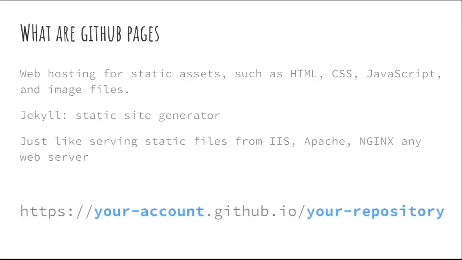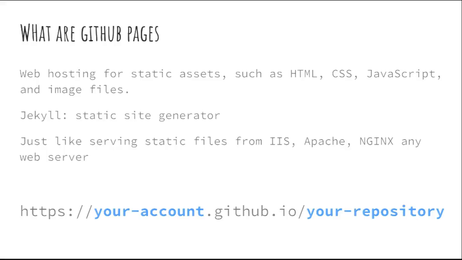So you may be wondering, what are GitHub Pages? Well, they're just web hosting for static assets. And what do I mean by static assets? I mean anything like an HTML page, a JavaScript file, a CSS file, images, JSON files, any sort of static asset, you could host it on GitHub.